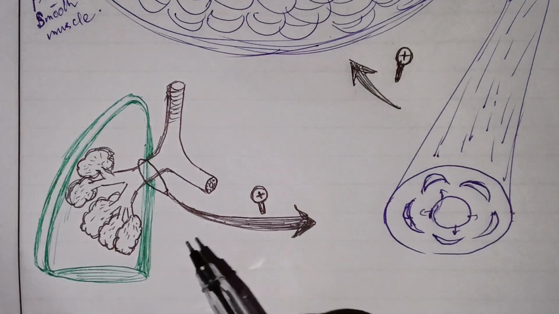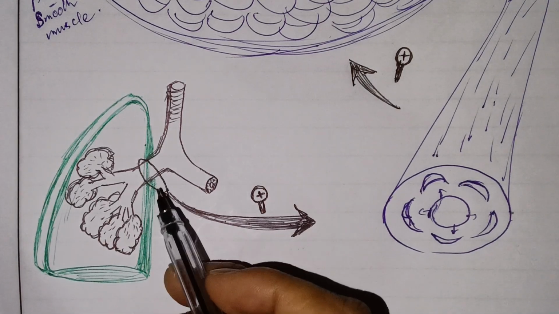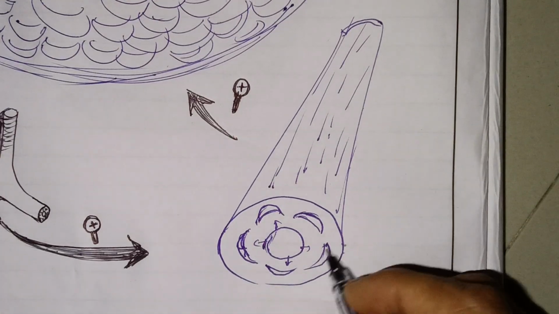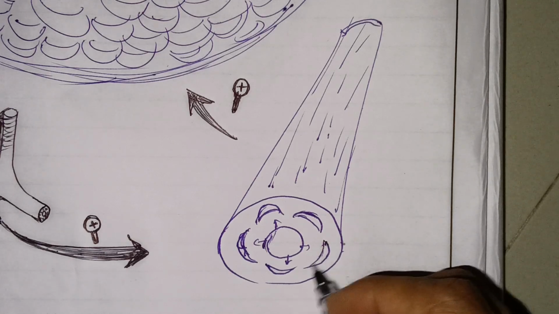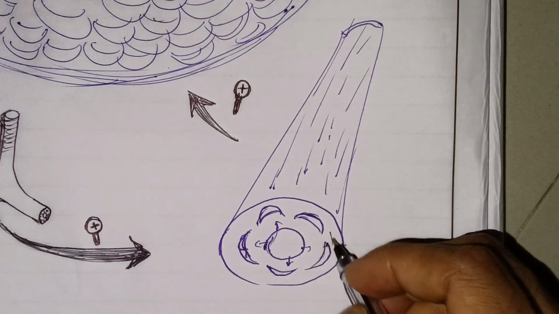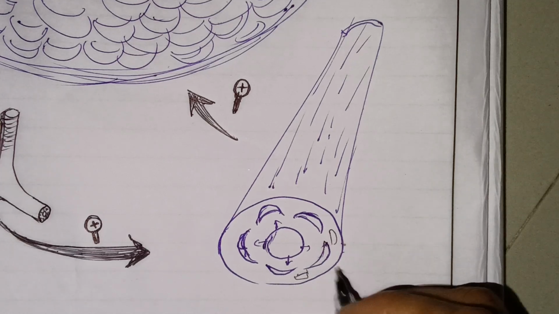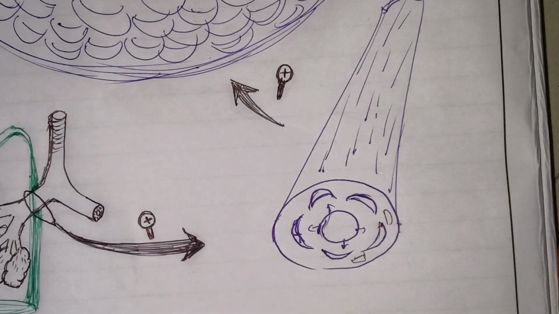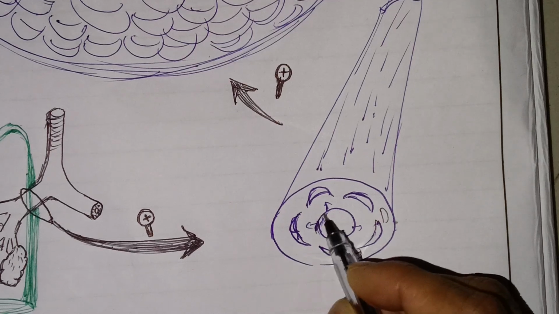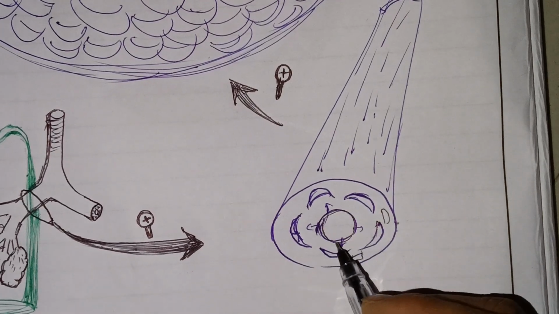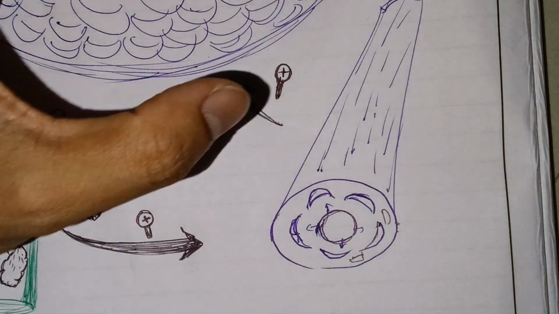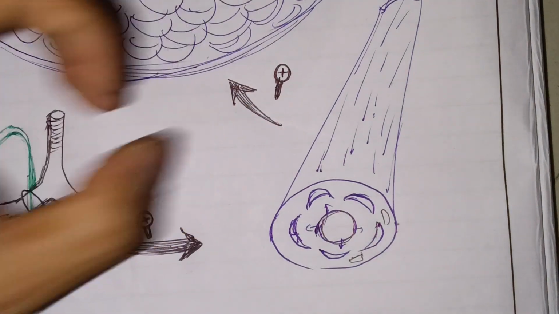Okay, if we take a deep view of the primary bronchiole, what will we see? We will see that these are the smooth muscles present inside the primary bronchiole, so there will be a lot of smooth muscle. If this smooth muscle contracts, then what will happen? The bronchial alveoli will also constrict. Constrict means it will get narrower, it will get smaller.